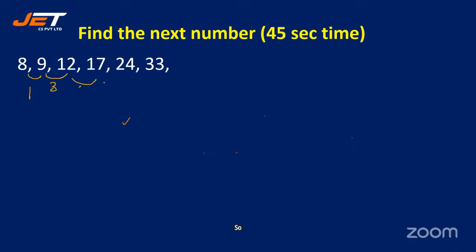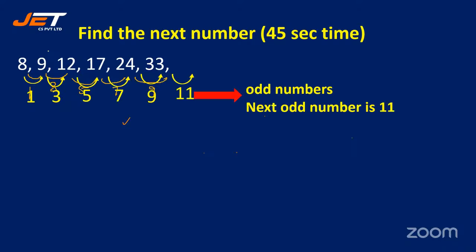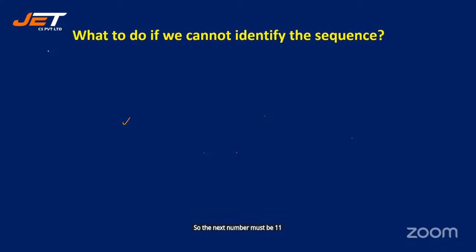So we get 5. Likewise, 17 and 24, we get 7. So you are getting it in odd numbers, isn't it? Beautifully they have explained. Right, so the next odd number should be 11. So the next number must be 11, 33 to 11.